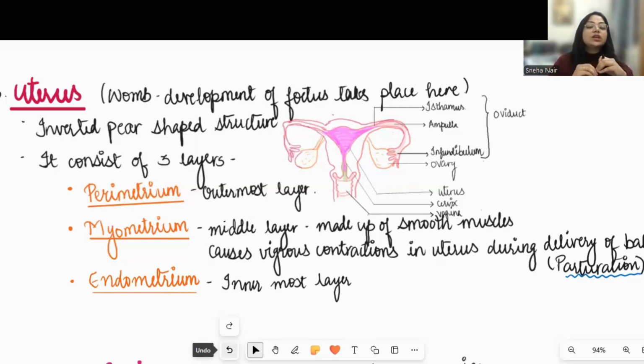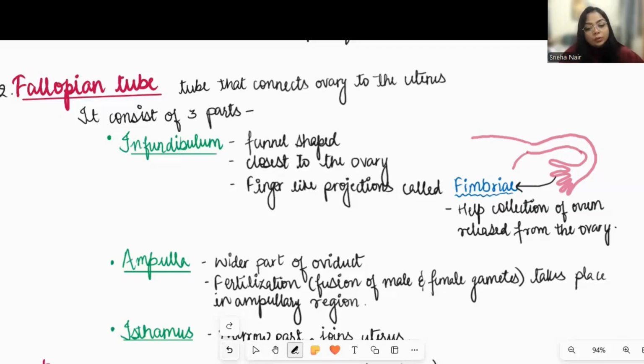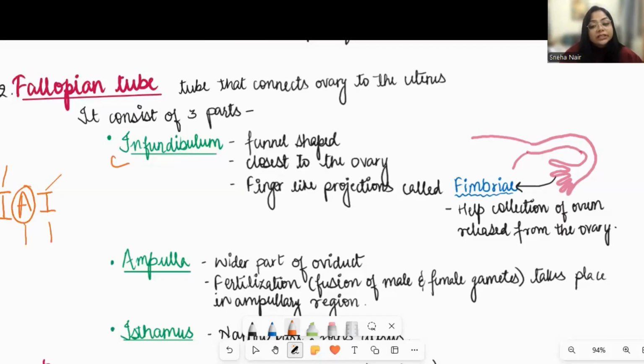Number one is the infundibulum, number two is the ampulla, and number three is the isthmus. So you can learn it by IAI: infundibulum, ampulla, and isthmus. All right. So infundibulum and isthmus are narrow parts, while the ampulla is the wider part, and the ampulla is the region where fertilization will take place.